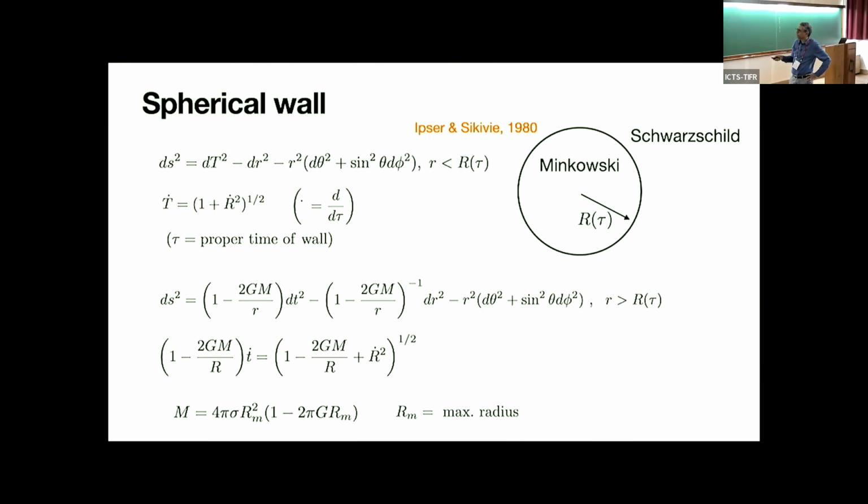And if you calculate the mass in this Schwarzschild metric, you find that it is 4 pi sigma times r squared. So that's what you would expect, right? Because that's just 4 pi r squared, the surface area times the tension. But then there's a correction factor, 1 minus 2 pi G sigma r, which is due to the self-gravity of the wall. Anyway, this solution is also known. And of course, this spherical wall will collapse to form a black hole.